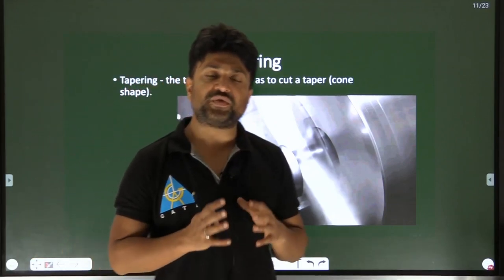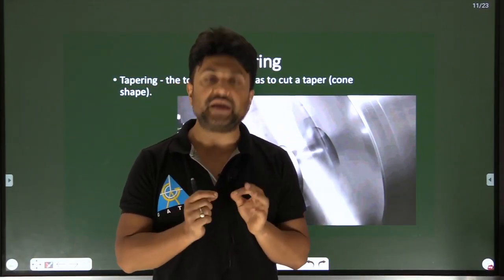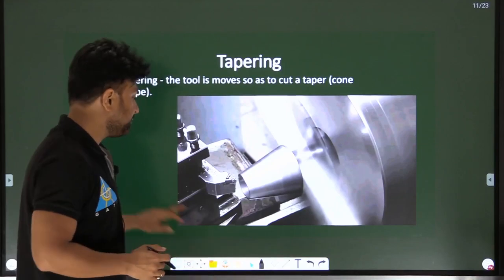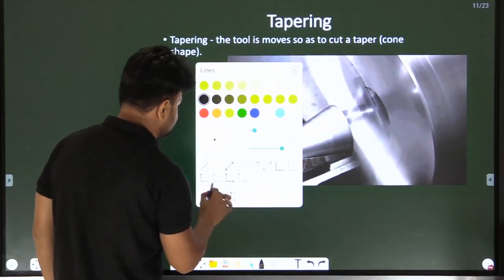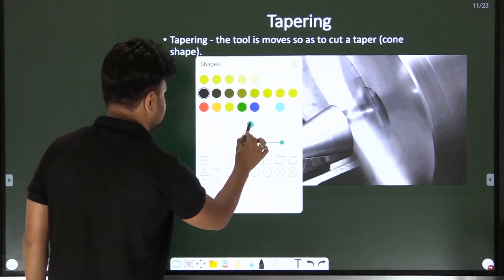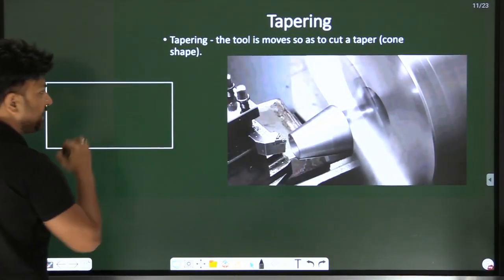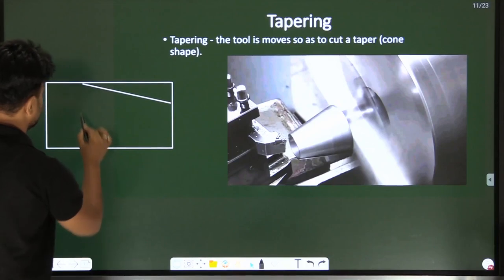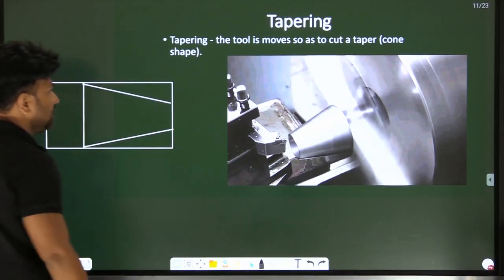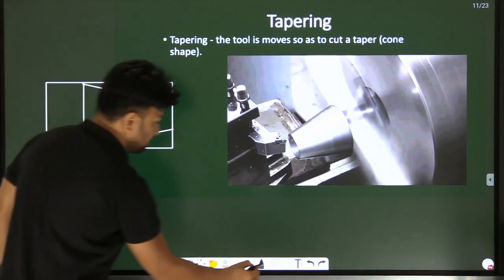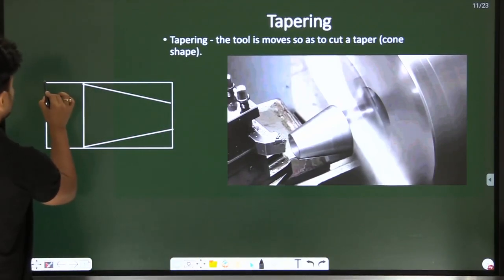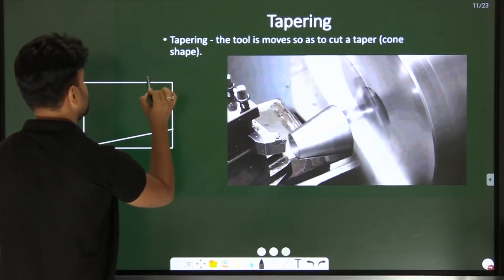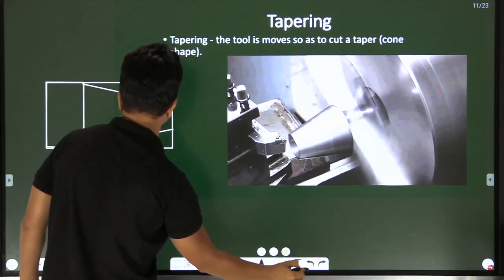One more operation which is very famous, which we generally do in a lathe, is the tapering operation. What is the tapering operation, my dear? It is very simple. Suppose this is my cylindrical workpiece, and from that cylindrical workpiece we want to produce a taper surface. That means here we are going to cut.